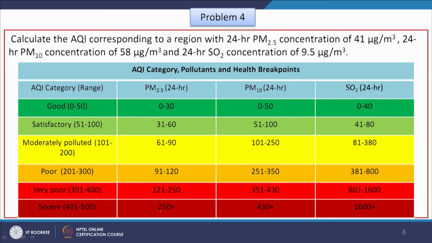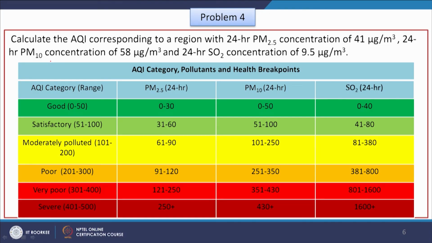The statement is: calculate the air quality index corresponding to a region with 24-hour PM 2.5 concentration of 41 microgram per meter cube, 24-hour PM 10 concentration of 58 microgram per meter cube, and 24-hour SO2 concentration of 9.5 microgram per meter cube. And here AQI category, pollutants and health breakpoints are given. So this is a problem related to the determination of ambient air quality index. We have already discussed in our previous classes for Indian methods how to calculate this AQI.